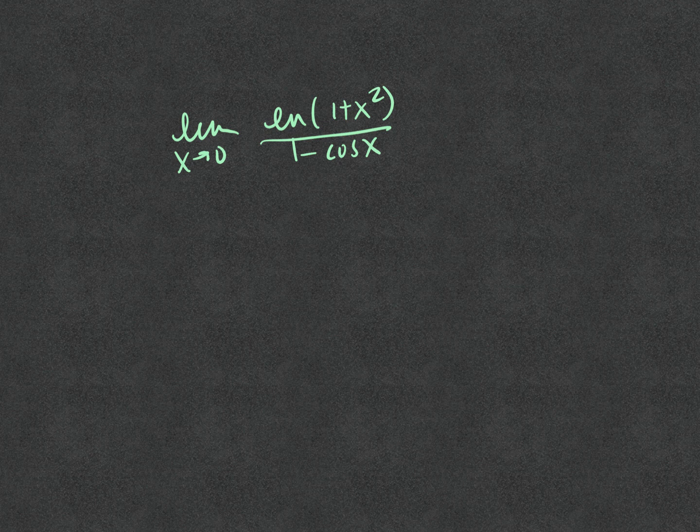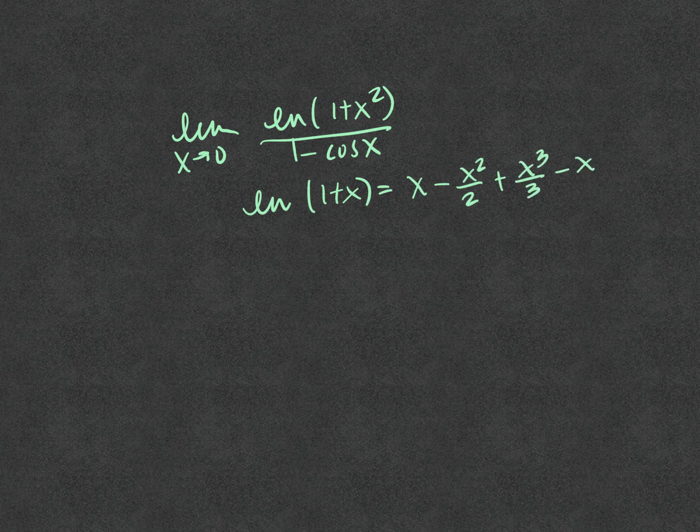So before we get into the limit, let's look at the natural log. Natural log of 1 plus x is the series of x minus x squared over 2 plus x to the third over 3 minus x to the fourth over 4 plus dot dot dot. Now, I don't have these memorized.